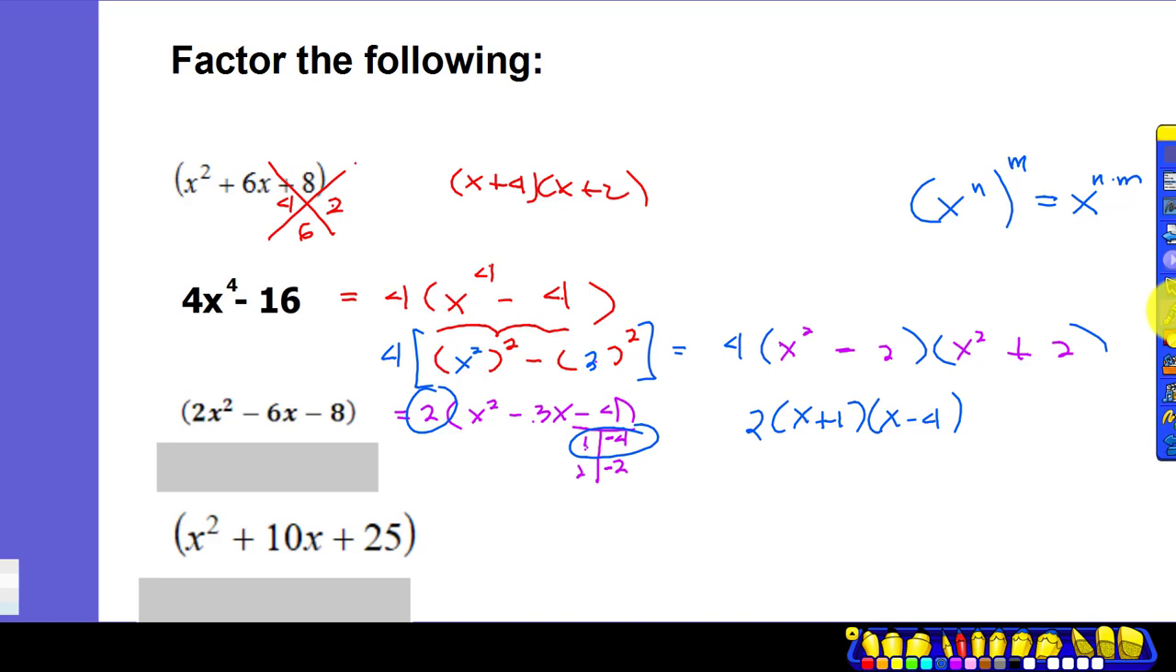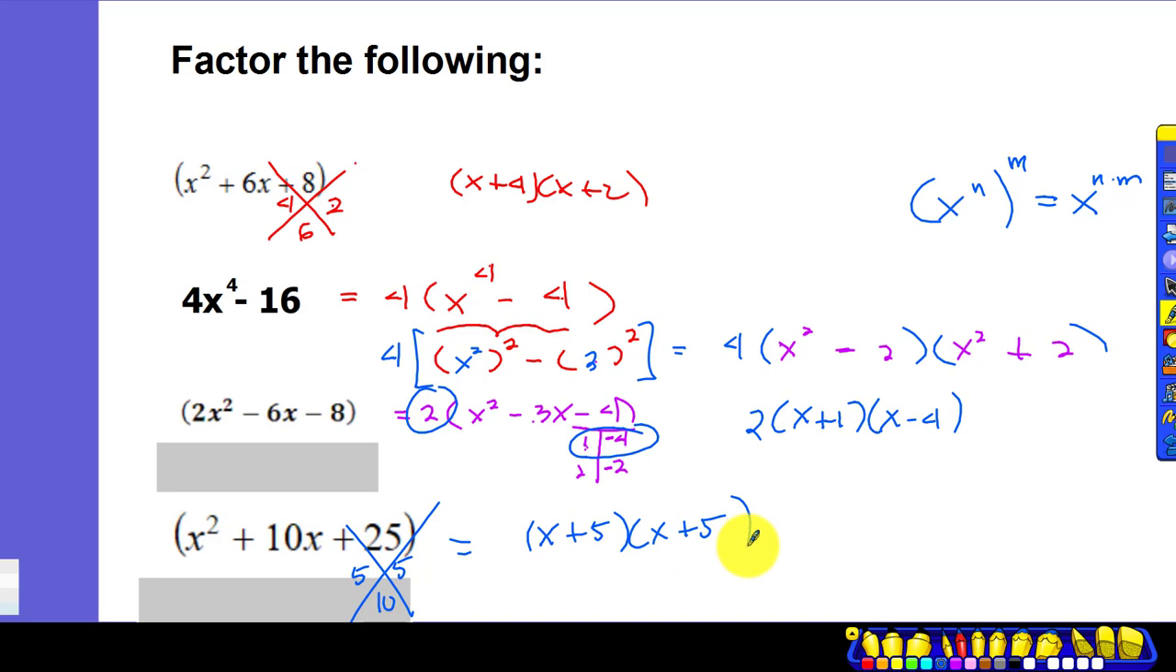I have one here, so I don't need to use slide and divide. So I just have to factor 25. We need to get factors of 25, wherein the sum of those two factors should be equal to 10. So what are those factors then? 5 and 5. Okay, so we get x plus 5 times x plus 5.